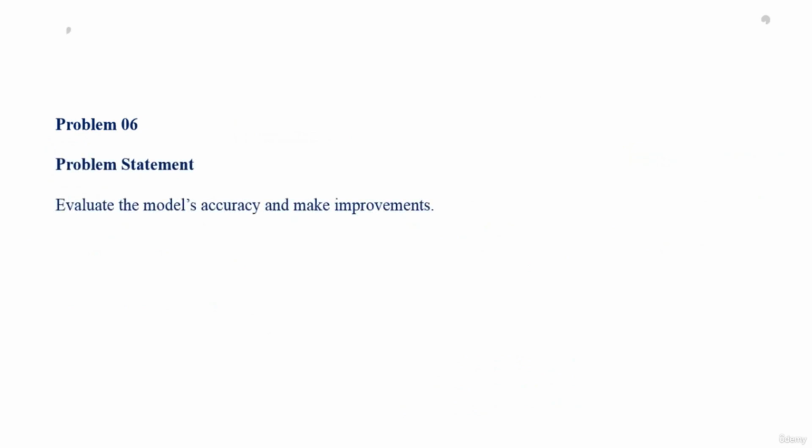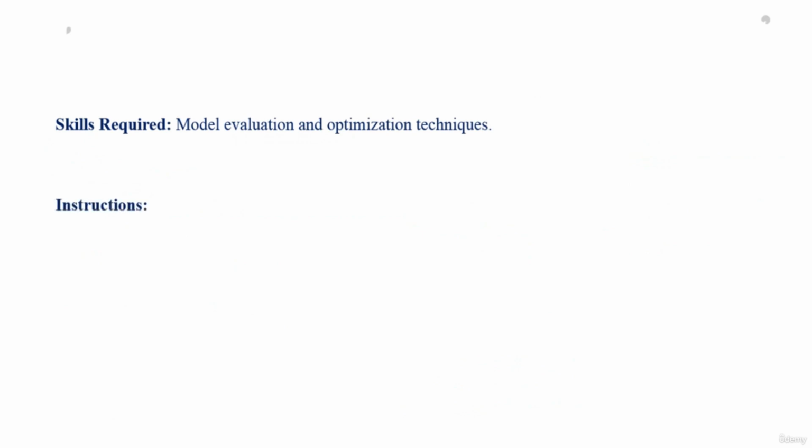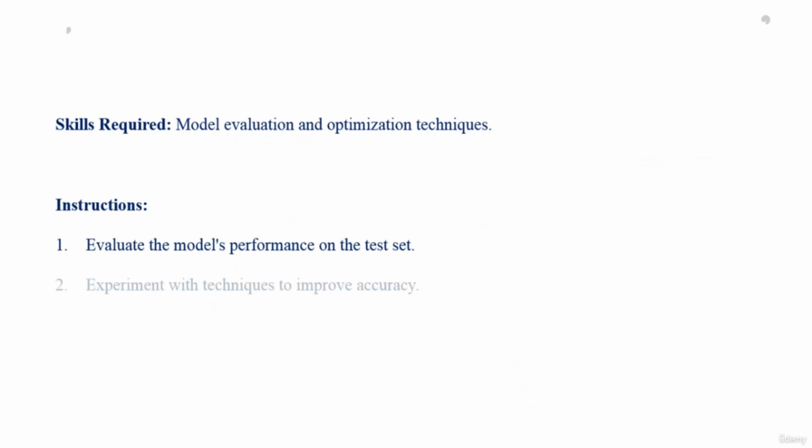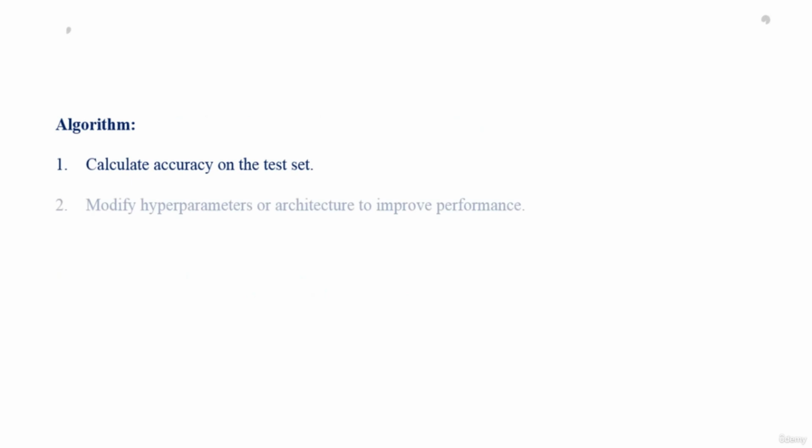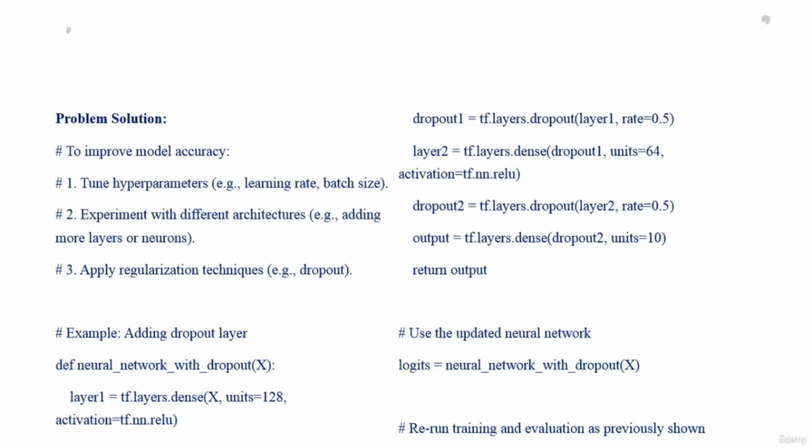Problem 06. Problem statement. Evaluate the model's accuracy and make improvements. Skills required: model evaluation and optimization techniques. Instructions. Evaluate the model's performance on the test set. Experiment with techniques to improve accuracy. Algorithm. Calculate accuracy on the test set. Modify hyperparameters or architecture to improve performance.